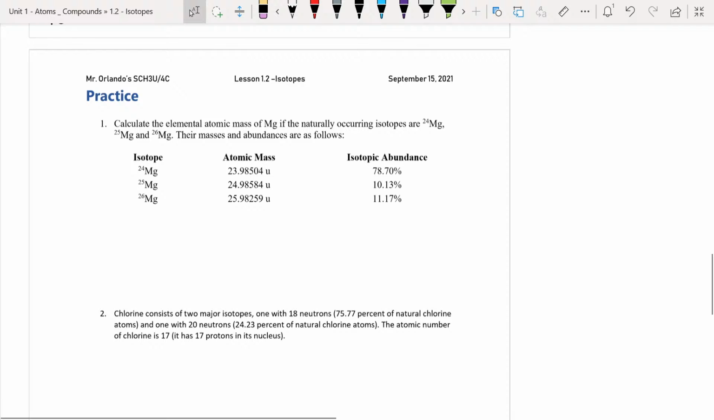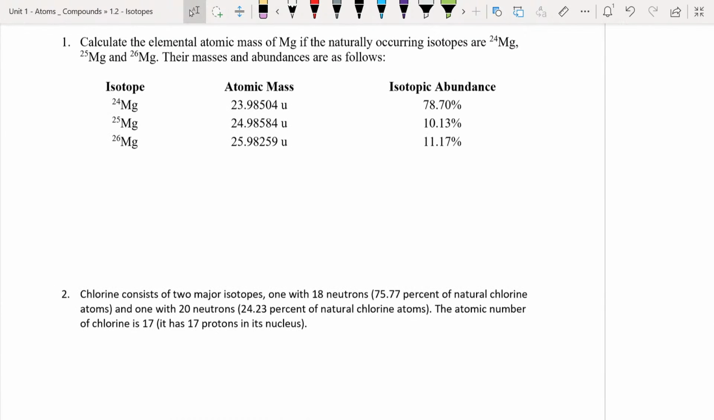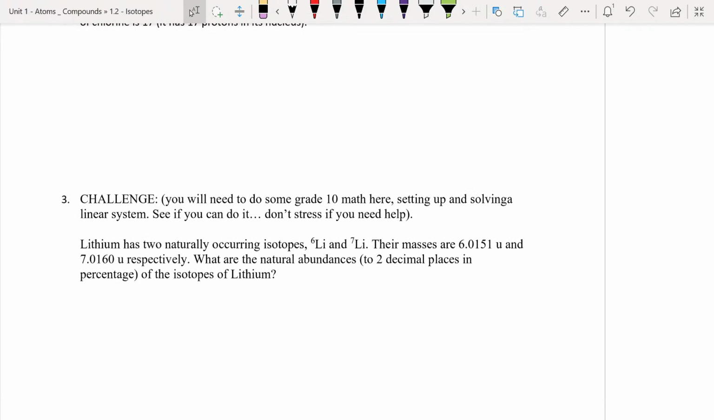All right, listen. Your practice, you should not have any trouble with question 1 or question 2. Question 2, you are going to have to figure out the masses yourself. That's fine. You know how much a proton and a neutron weighs. Just know that you're not going to have a ton of decimal places to work with here. That's fine. Question 3 is a bit of a challenge. You're going to have to do some grade 10 math. Can you solve a linear system?